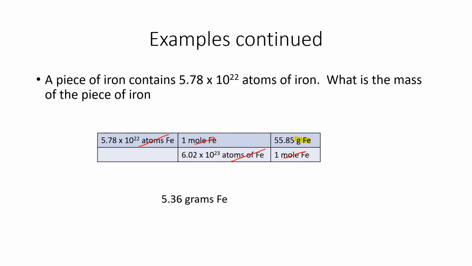So for the calculation, everything you see in the numerator is a multiplication. So 5.78 times 10 to the 22nd times 55.85. Then you're going to take that and divide it by the 6.02 times 10 to the 23rd. When you round that to 3 significant figures, you should be looking at 5.36 grams of iron.